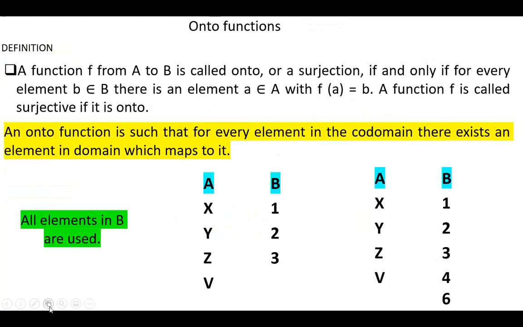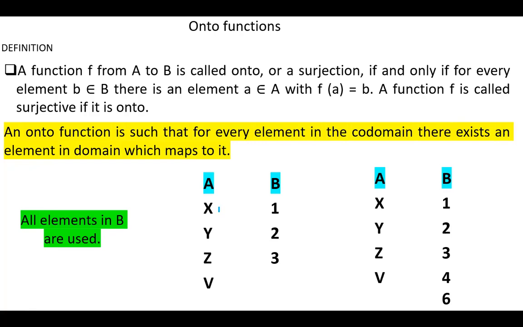Next, into function. A function f from A to B is called into if and only if for every element b in B there is an element a in A with f of a equals b. An into function is also called a surjective function. An into function is such that for every element in the codomain there exists an element in the domain which maps to it. This implies that all elements in B should be used.